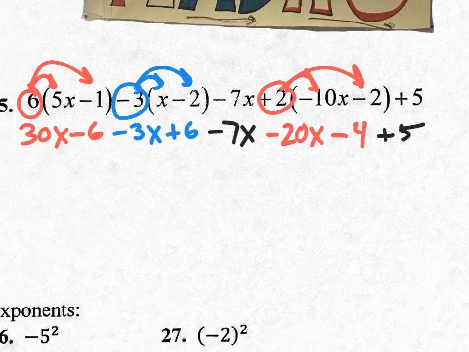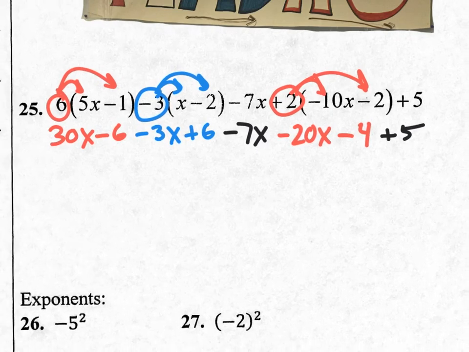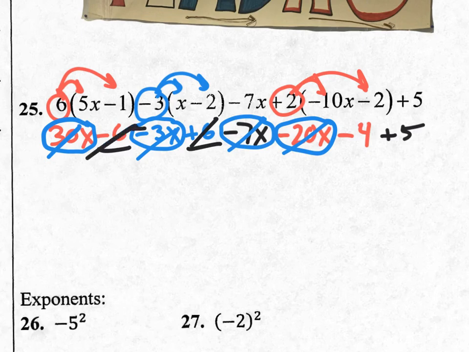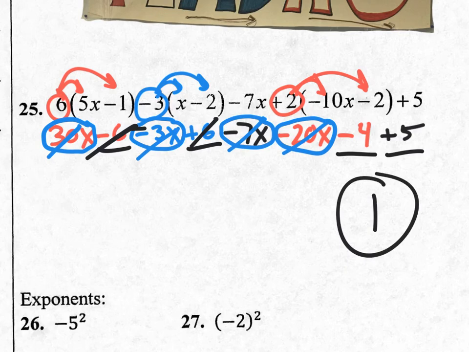So now we have this ginormous addition and subtraction problem. So let's start combining like terms. Let me show you. I'm going to combine the 30x with the negative 3x. 30 take away 3 is 27. So I have 27 x's. And if I take away another 7, I have 20 x's. And if I take away 20 x's, I'm going to have nothing, 0 x's. They all cancel out. And if we look at the numbers, you have negative 6 with the positive 6. That's 0, cancels out also. And then negative 4 plus 5, that's just 1. So your final answer is 1.